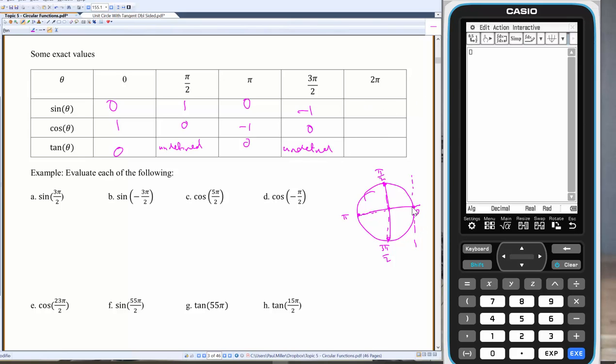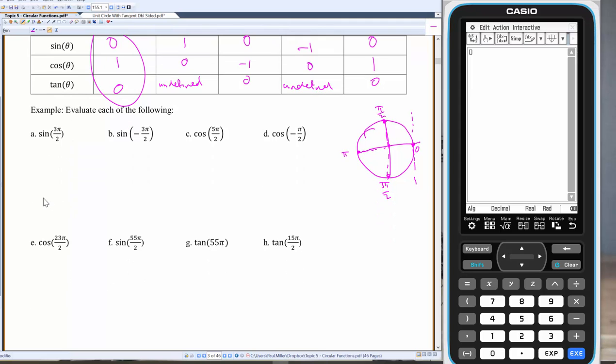At 2 pi, we're back to where we started. So all of these values will again be repeated, which explains the cyclical nature of the graphs of trig functions. They go like that, then they just repeat and repeat and repeat. All right, so let's evaluate some of these exact values.